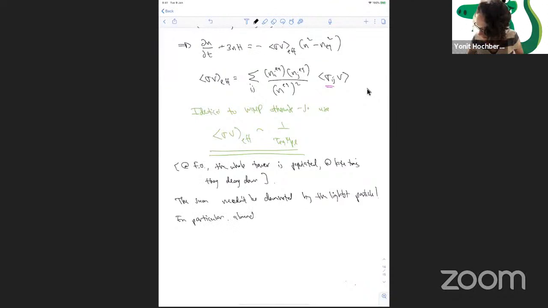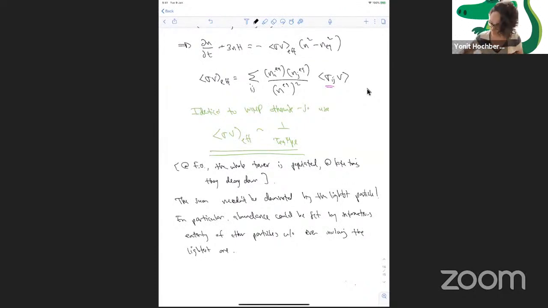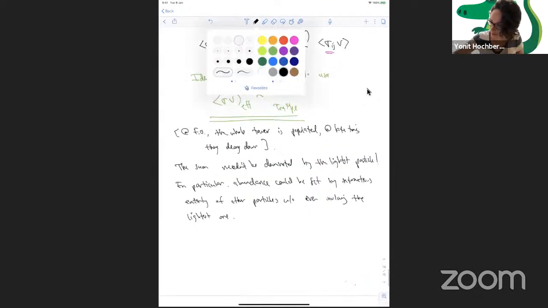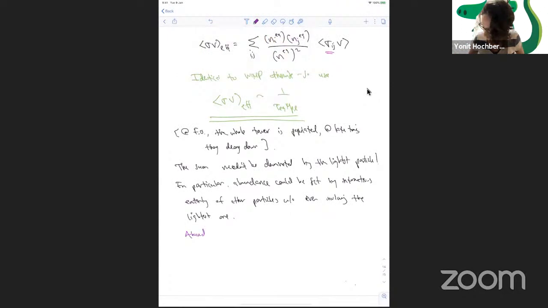In particular, the abundance could be set by interactions entirely of other particles, without even involving the lightest. And so what this really tells you is that my abundance, at the end of the day, can be independent of the interactions themselves of dark matter.